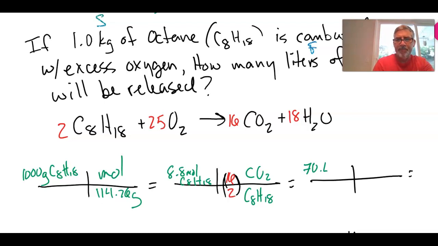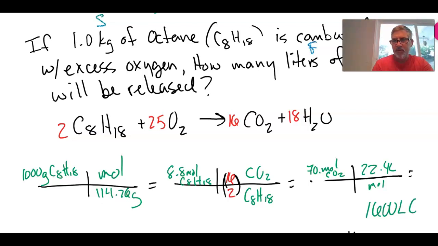70 liters. See, oh, sorry, that is wrong. It's not liters. It's 70 moles. And then I need to go to liters, right? Okay, so now I've got 70 times 22.4, and I get essentially 1,600 liters of CO2. Okay, so that's how you do stoichiometry. And these would be theoretical yields.